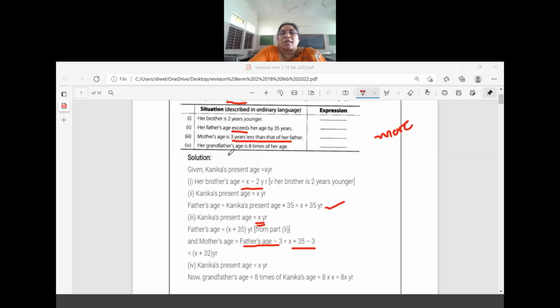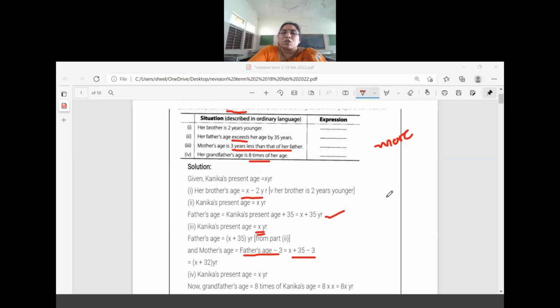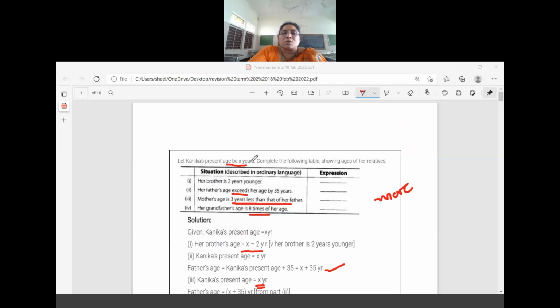Now, what is the last question? Her grandfather's age is 8 times her age. Nothing is difficult here: 8 times anything, so 8x only. Here we have to take x. If in this question they had given y instead of x, then you should write y only. Kanika's age will be y, and you cannot go for x. Your own choice cannot be given. Whatever is asked in the question paper, according to that only you have to follow.